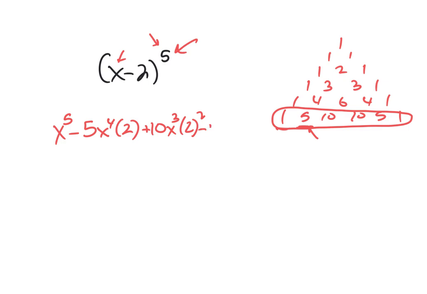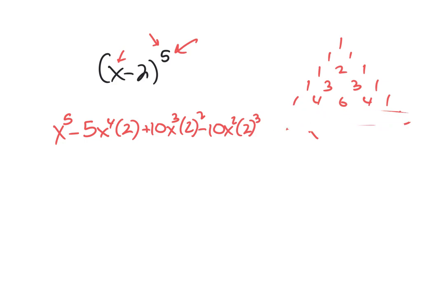There's another 10. It's a minus 10. The x is coming down. The 2 is coming up. I'm running out of room. I'm going to erase part of this tree right here because I already know what the tree said. And the next one is going to be a plus 5. The x is coming down. The 2 is coming up. And it's going to end up with a minus and just 2 to the fifth power.